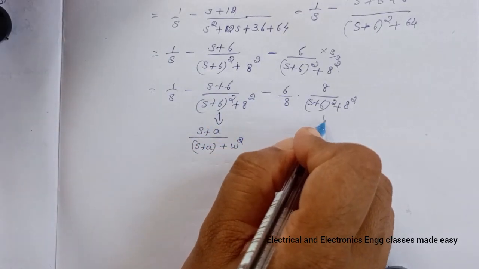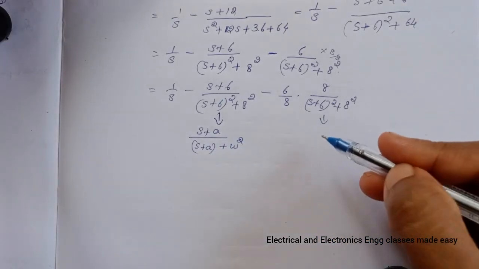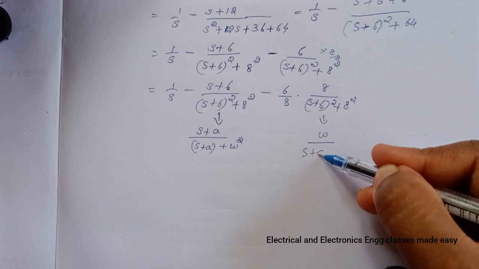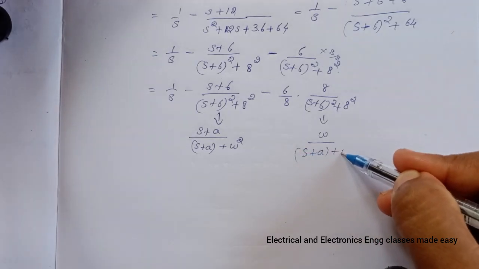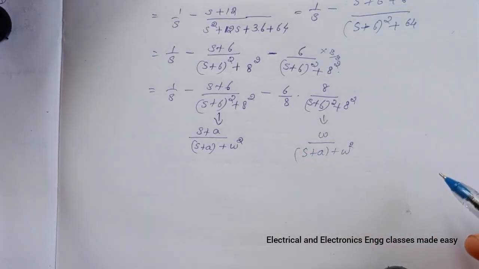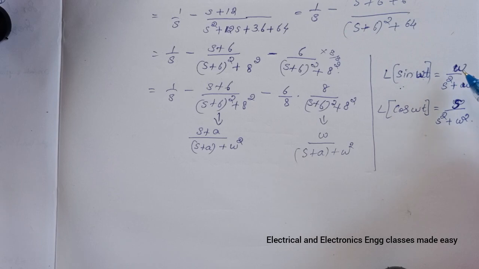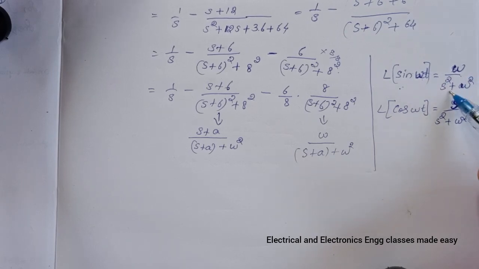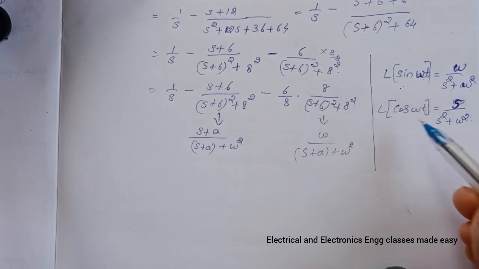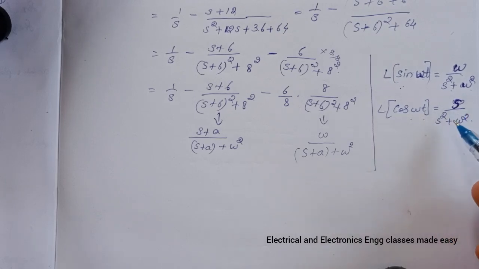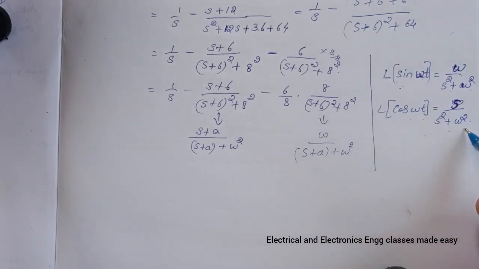And this is in the form of omega divided by (s plus a) whole square plus omega square. We have the Laplace transform of sine omega t equal to omega divided by s square plus omega square, and the Laplace transform of cos omega t equal to s divided by s square plus omega square.